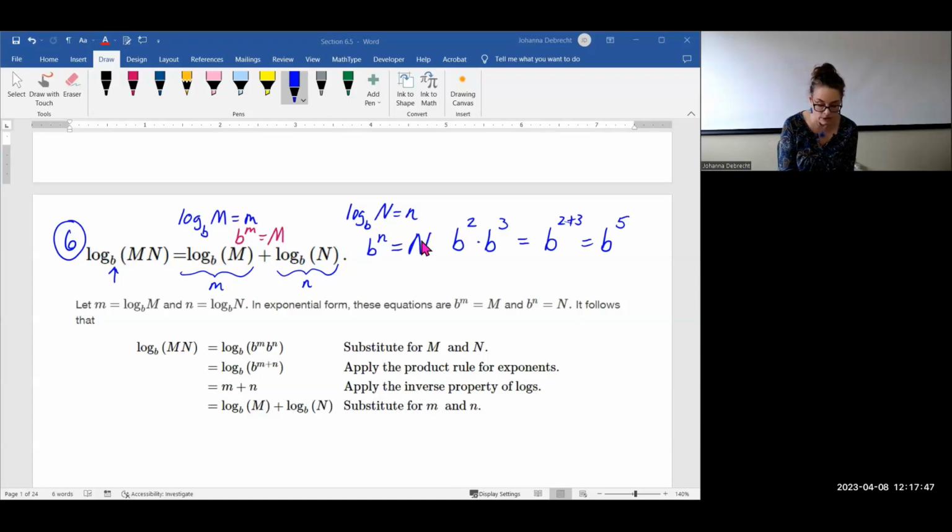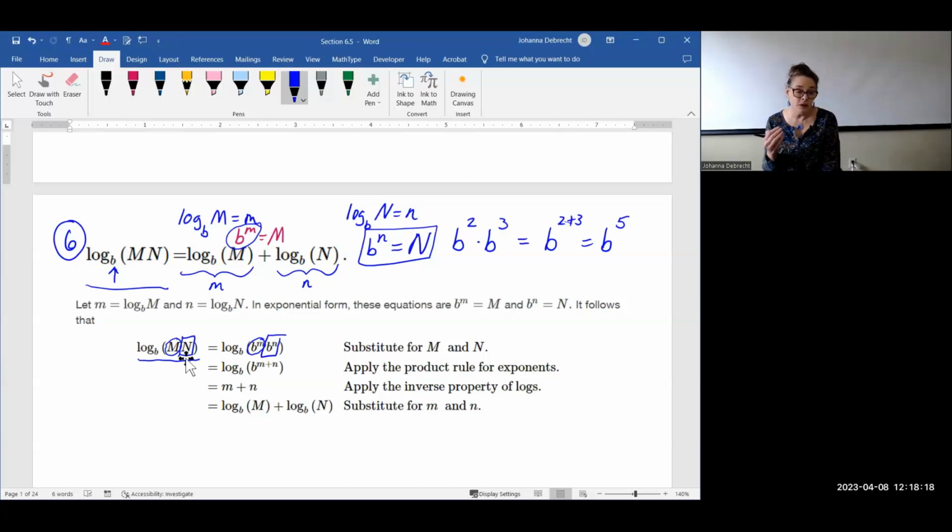So I'm going to start here on the left side, and I'm just going to replace step by step. So the first thing I'm going to do is start with the left, which is the same as what I have here. And then I'm going to replace my m with b to the m. So now I have b to the m right here instead of uppercase m. And then I'm going to replace my n, what I see right here, with what n is equal to, which is b to the n. So now I have this b to the n.